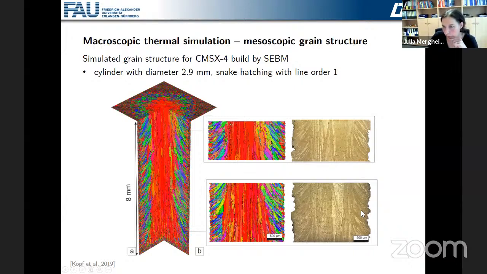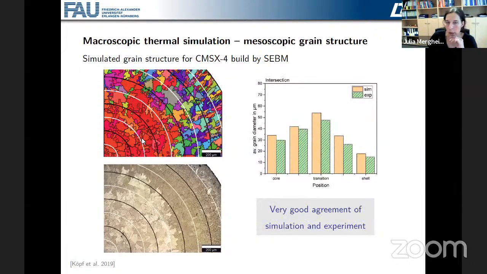And in the experiments here on the right-hand side, you see similar behavior. So we have these vertical grains in the middle and these inclined grains at the boundary. And also the grain size and, let's say, the grain shape look quite similar in experiments and simulations.